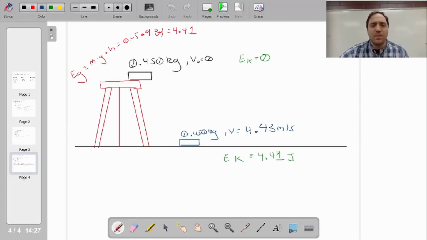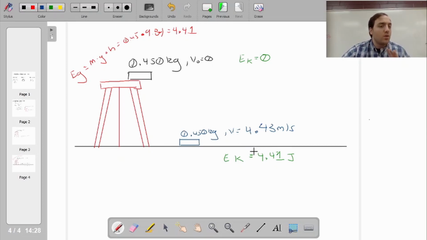Okay, now that we've come back, we can see that the kinetic energy of the book up here is 0 because it has 0 velocity. It's not moving. 1/2 times the mass of 0.45 times v naught squared, which is 0. 0 squared is still 0, times 0 is 0. It has 0 kinetic energy. Whereas right before it hits the floor, 1/2 times 0.45 times 4.43 squared gives you 4.41 joules.